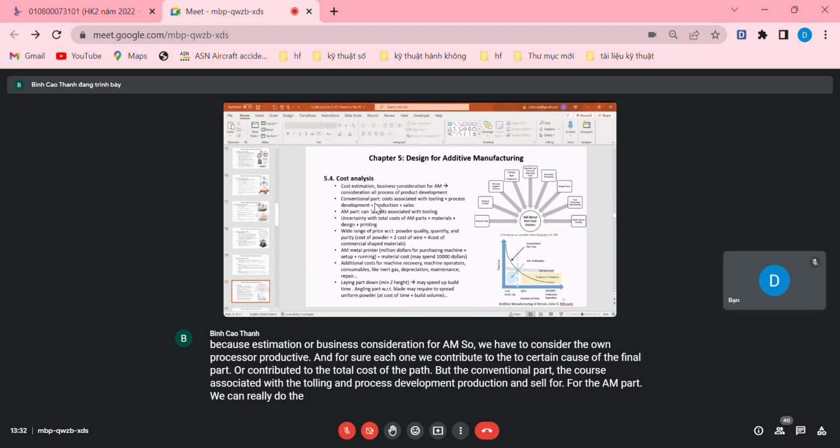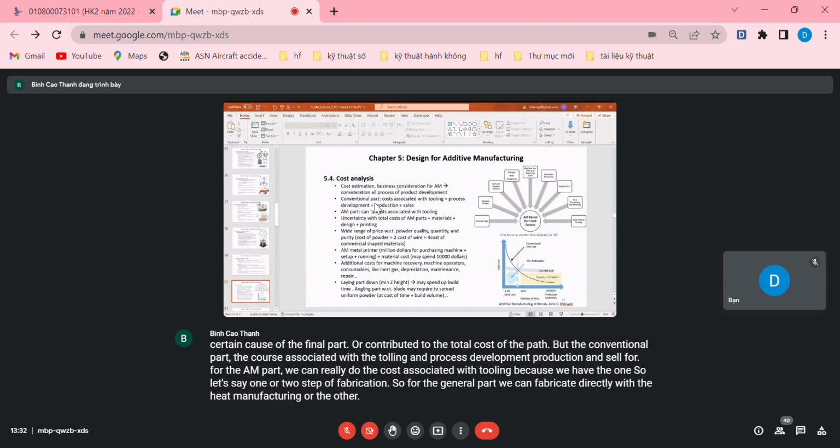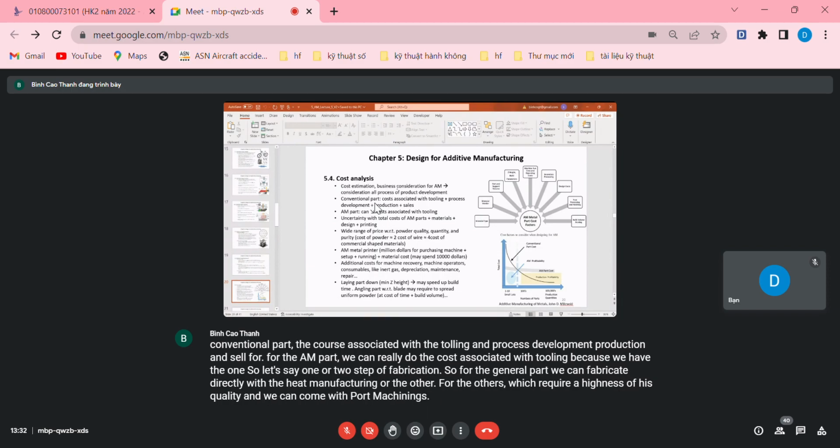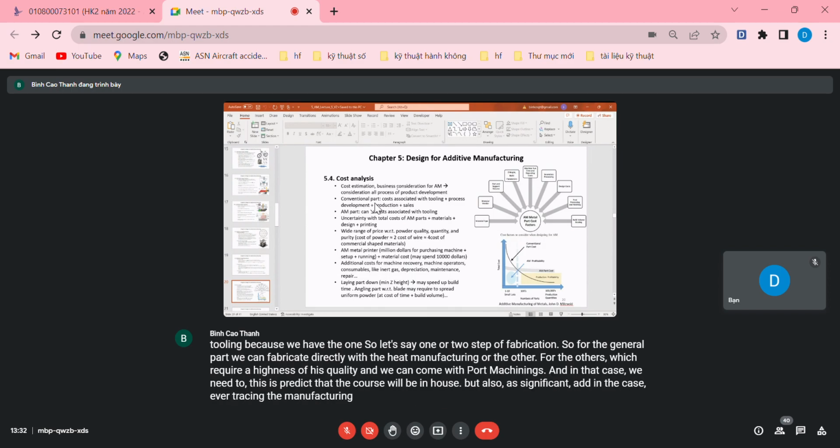For the AM part, we can reduce the cost associated with tooling because we have only one or two steps for fabrication. So for the general part, we can fabricate directly with additive manufacturing. For others, which require a higher surface quality, we can combine with post machining. In that case, we predict that the cost will be enhanced, but not as significantly as in the case of the traditional manufacturing process. Maybe consider it like this.